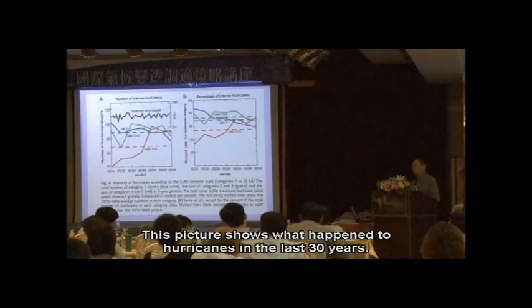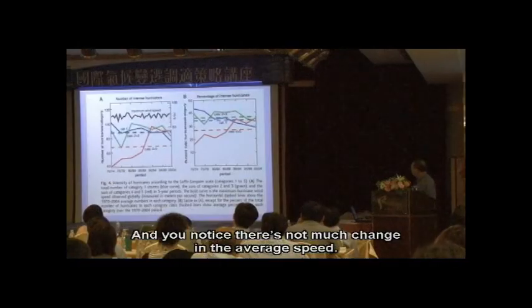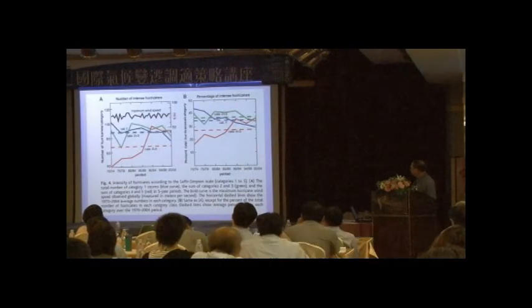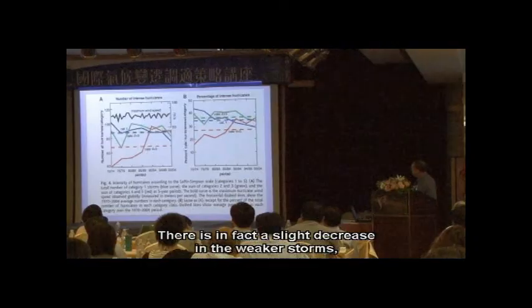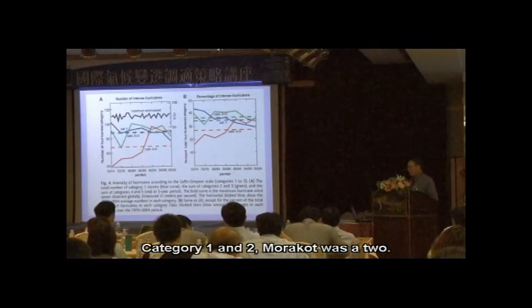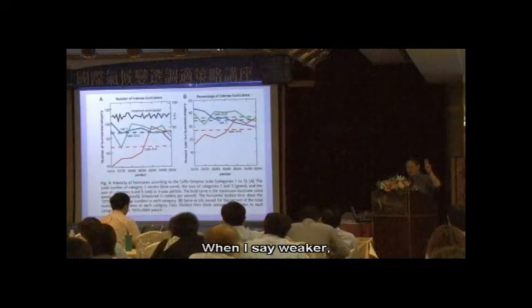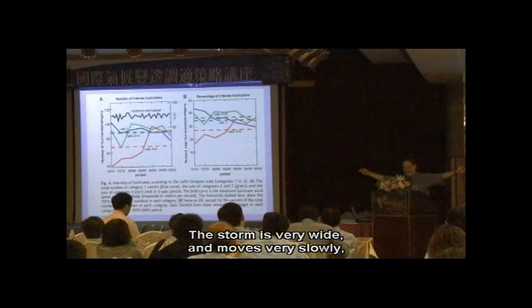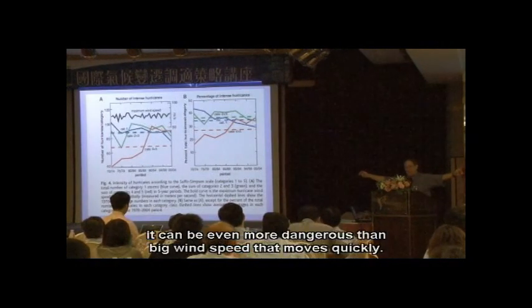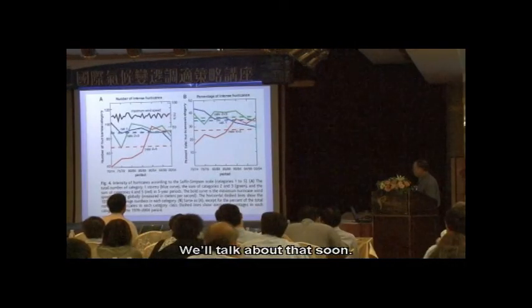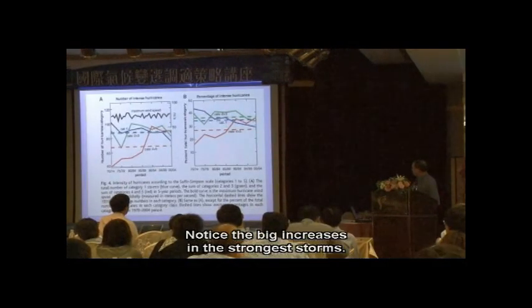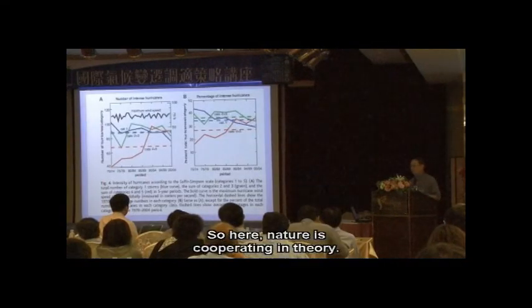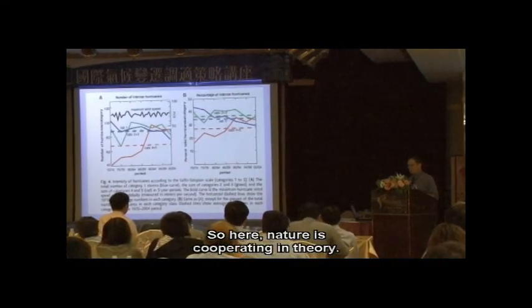This picture shows what happened to hurricanes in the last 30 years. And you notice that there's not much change in the average speeds. There's, in fact, a slight decrease in the weaker storms, Category 1 and 2. When I say weaker, I'm talking only about the strength of the wind speed. If the storm is very wide and moves very slowly, it can be even more dangerous than big wind speed that moves quickly. We'll talk about that soon. Notice the big increases in the strongest storms. So here, nature is cooperating with theory.